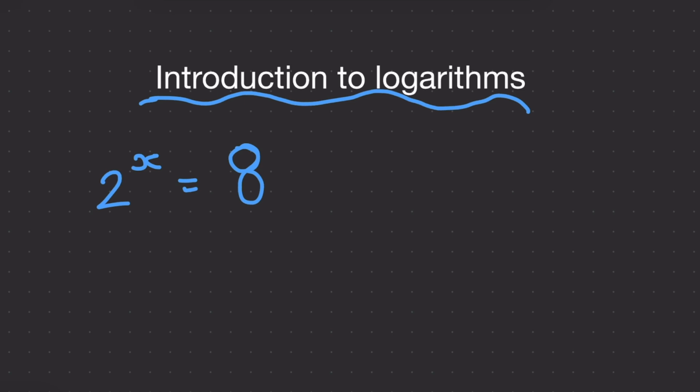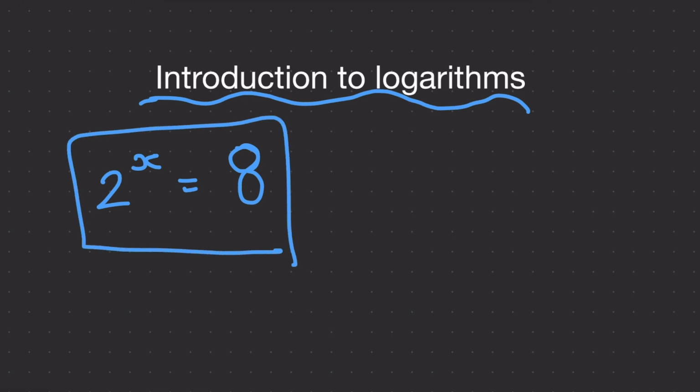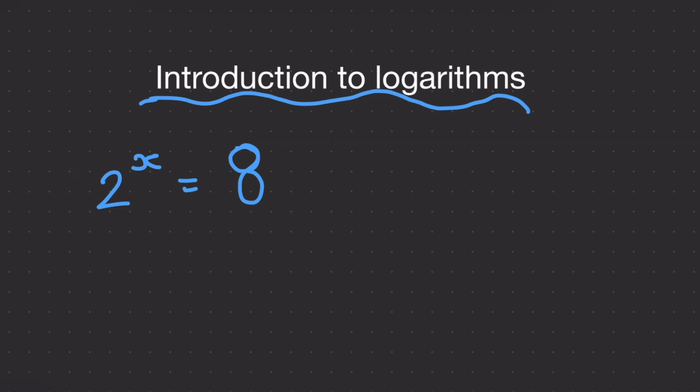Let's look at this exponential equation here, for example. 2 to the power of x is equal to 8, where 2 is the base, x is the exponent that 2 is raised to, and 8 is the answer we yield when we evaluate 2 to the power of x. Essentially, what an exponential equation gives us is the answer when we raise a base to a power.